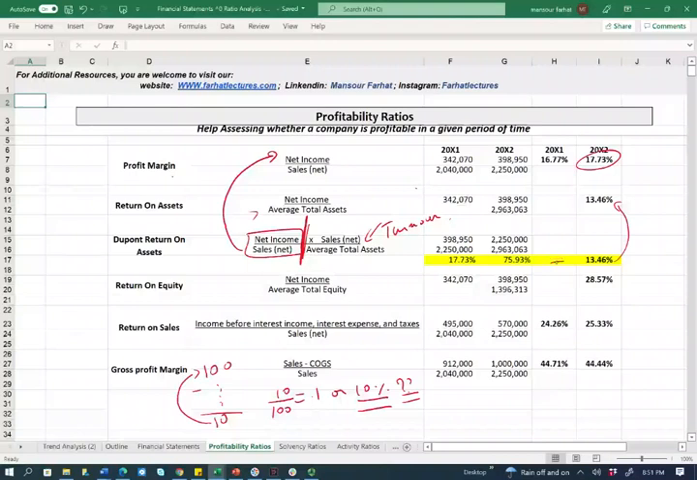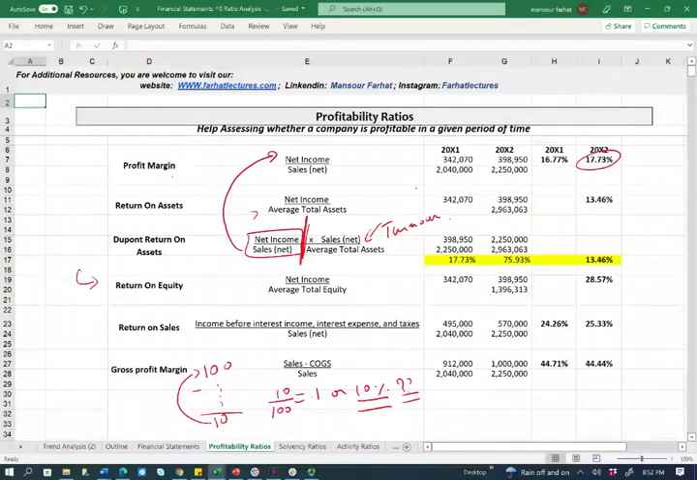Also, from an auditor's perspective, you want to break down this ratio into as many pieces as possible and compare the pieces from year to year, because 13.46 versus 13.46 is not going to tell us a lot. But once we break down the last year ratio into profit margin and turnover, then it makes more sense. We have more information to work with.